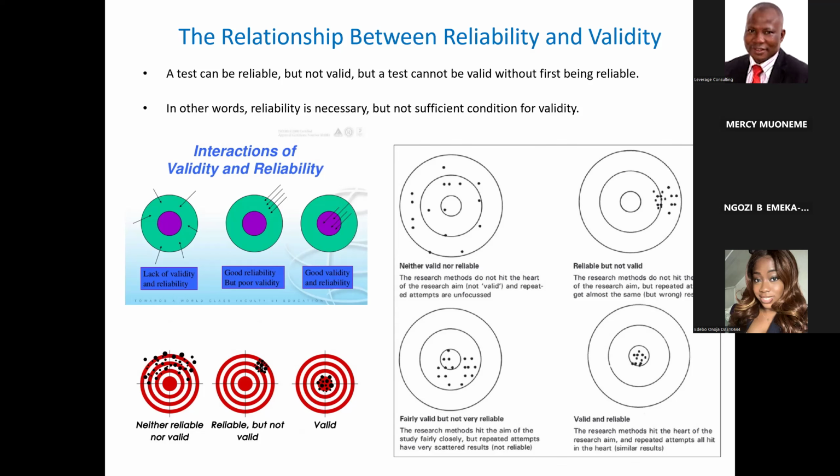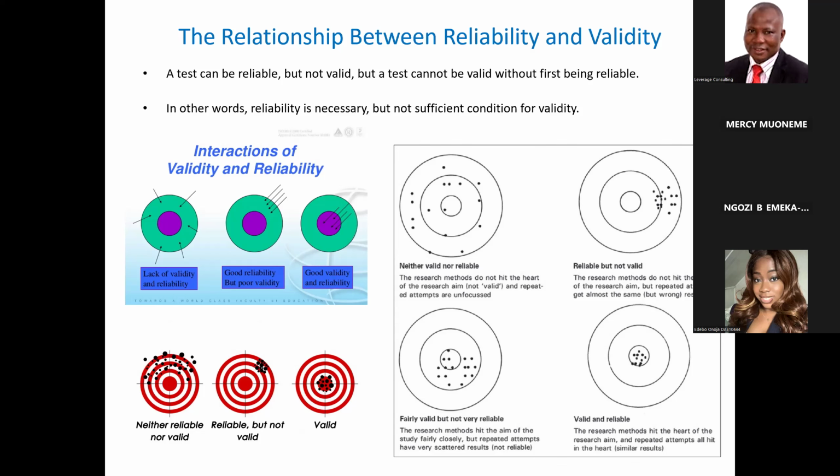The person shot the arrows, look at the way they are scattered. The person is neither reliable nor valid because not even one touches the purple area there, and he's aiming at the purple area. Look at this second one. He's not aiming at the purple, he's aiming outside. So the person is consistent, is reliable, but it's not valid because he's not targeting the purple area.